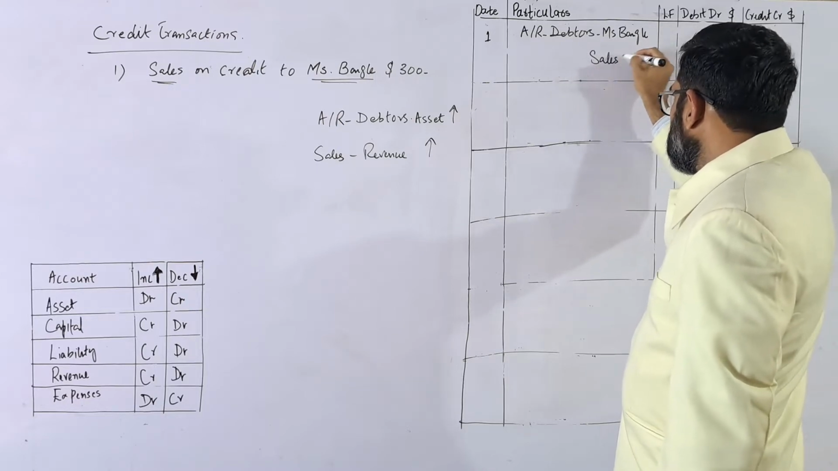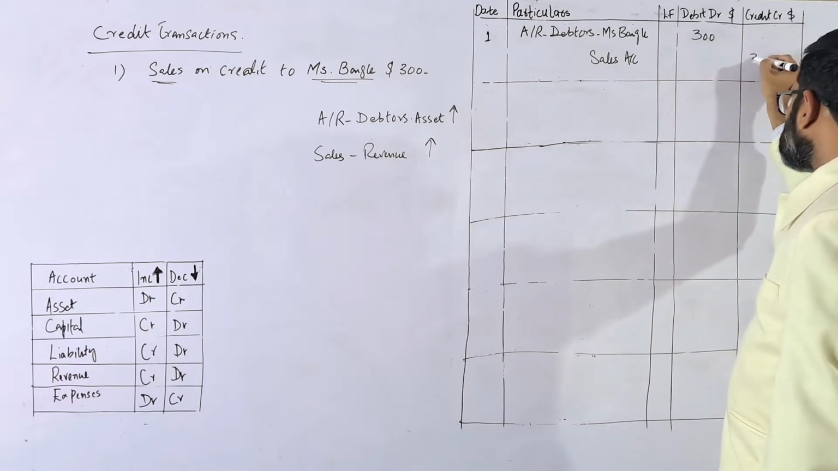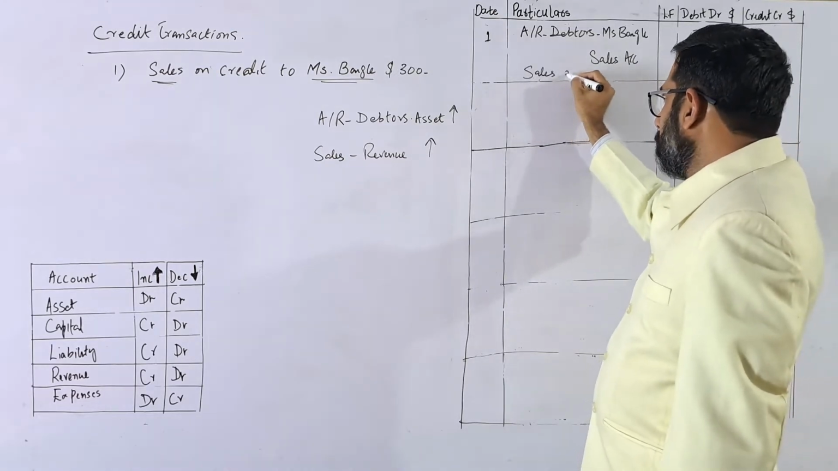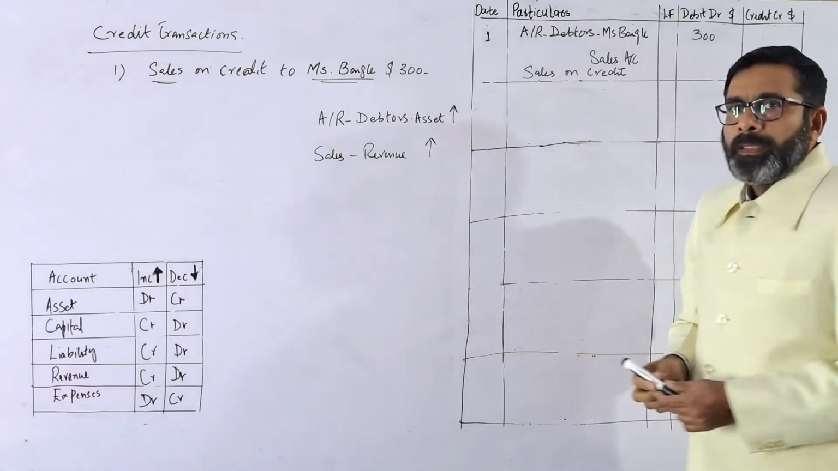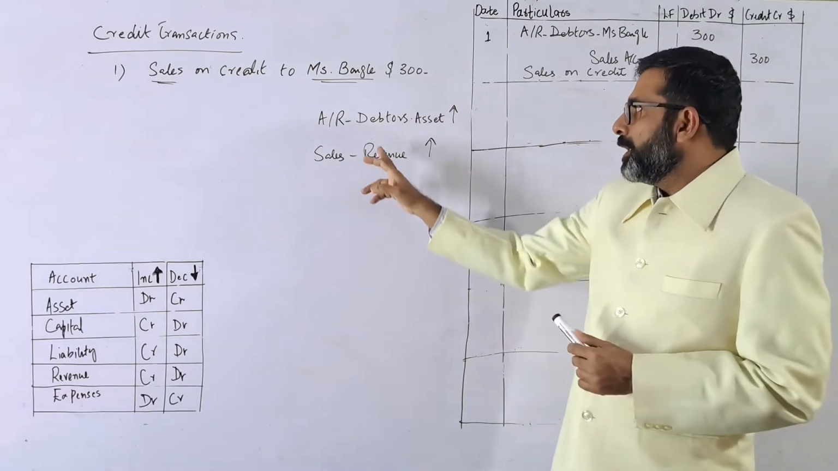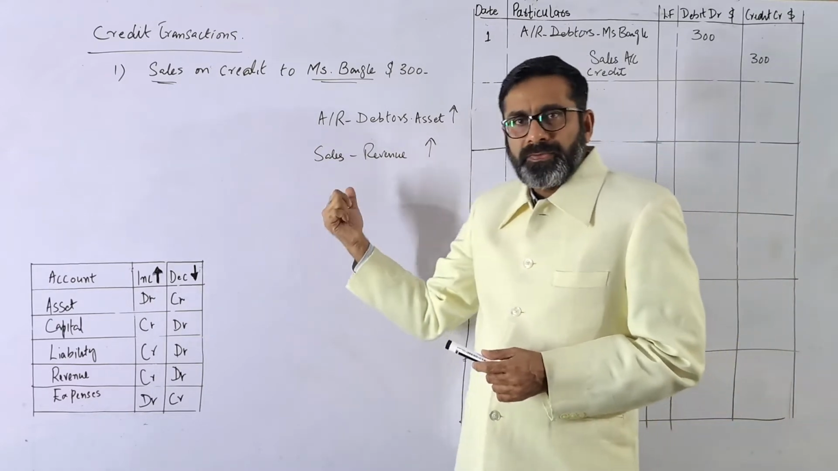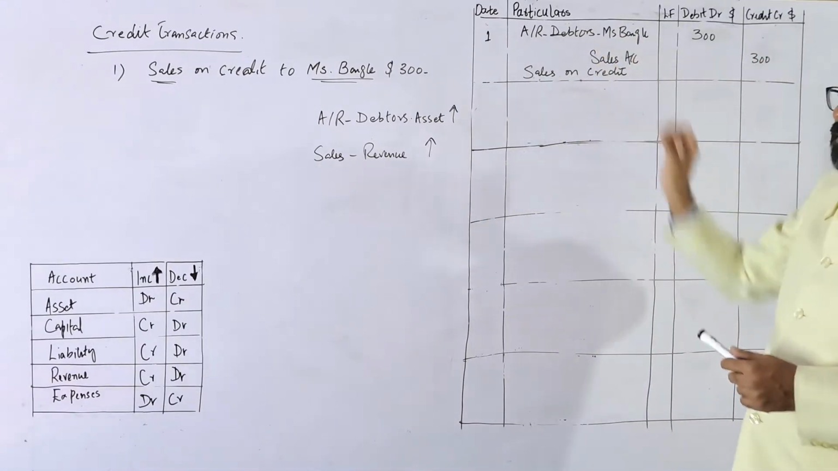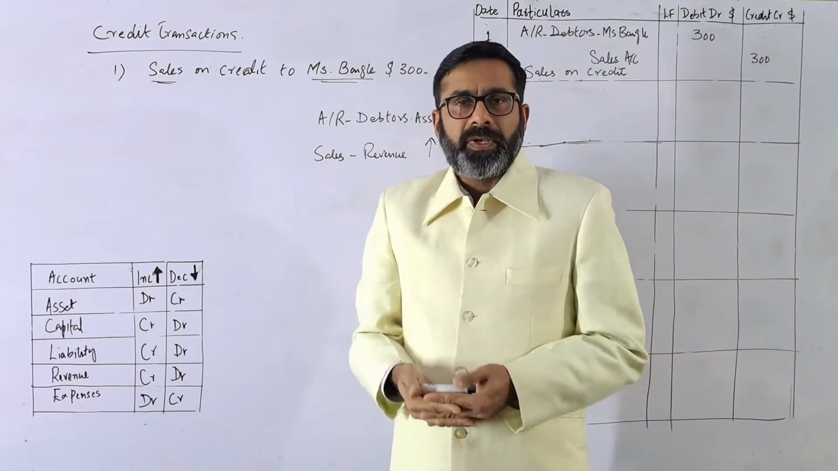And then we have the sales account, and the amount is $300. That is sales on credit. So the first transaction is the sales, and the sale is on credit basis. Receivables, the debtors, are increasing, that is debit, and the sales or the revenue is also increasing, that is credit. So the sales account is credited, receivable is debited. Any sales, either cash sales or credit sales, the same entry will be passed.